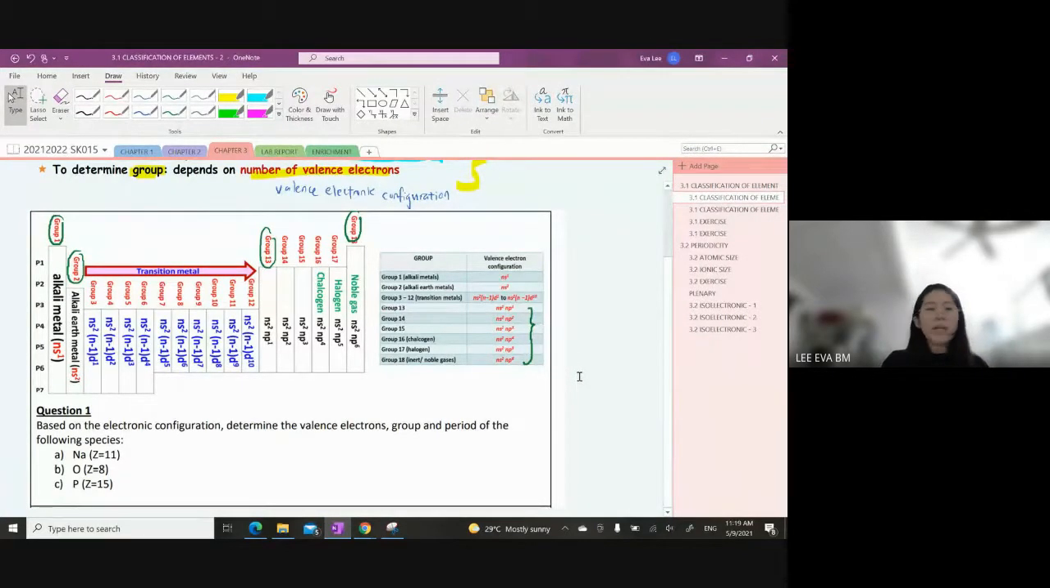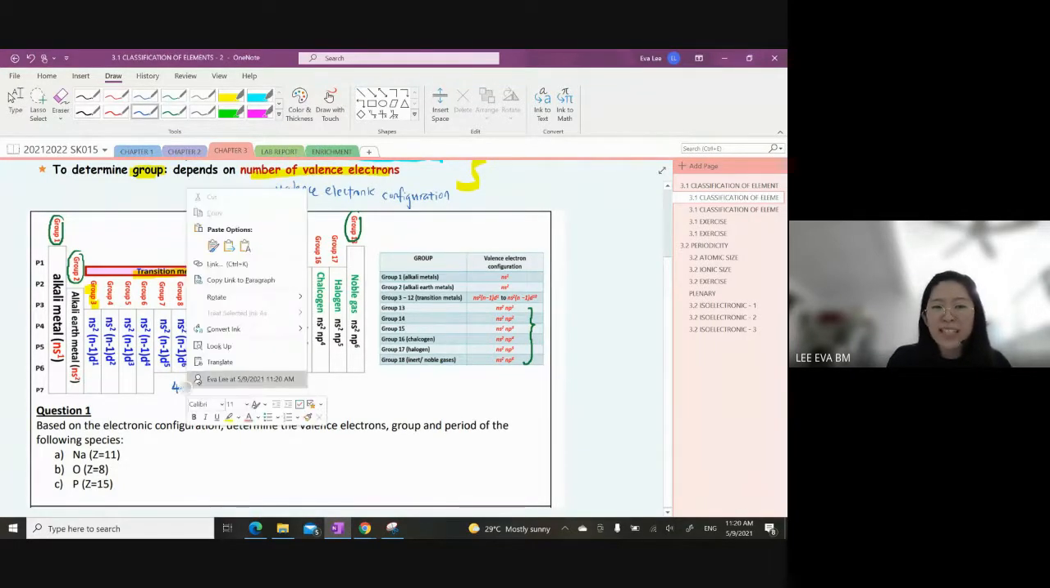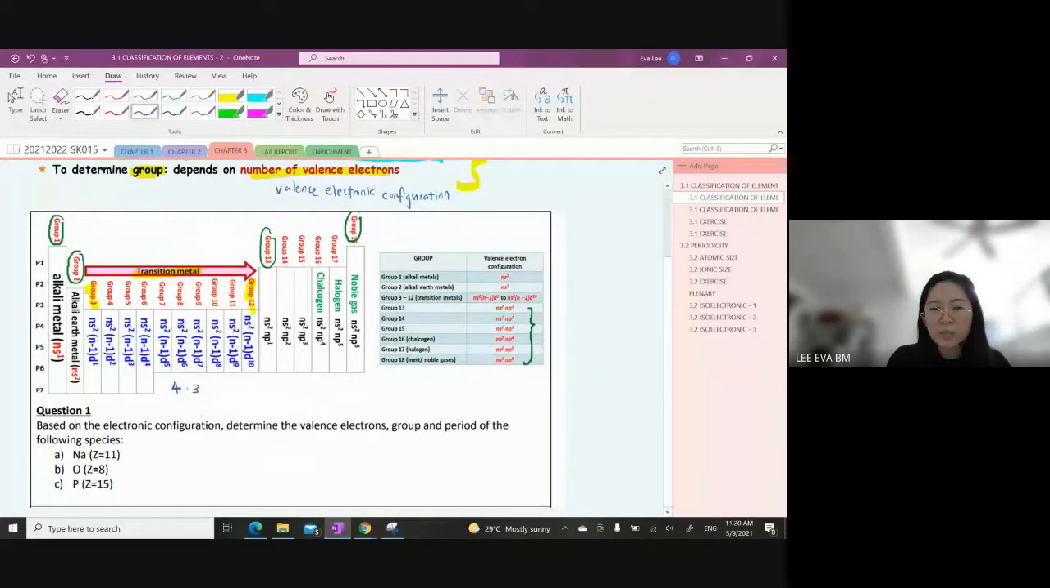What is more special is about the transition metals. I want you to highlight over here the transition metals starting from your group 3 until your group 12. What is so special about this group? You can see the valence electronic configurations involve the s and (n-1)d orbital. So for example, it involves 4s and 3d orbital.